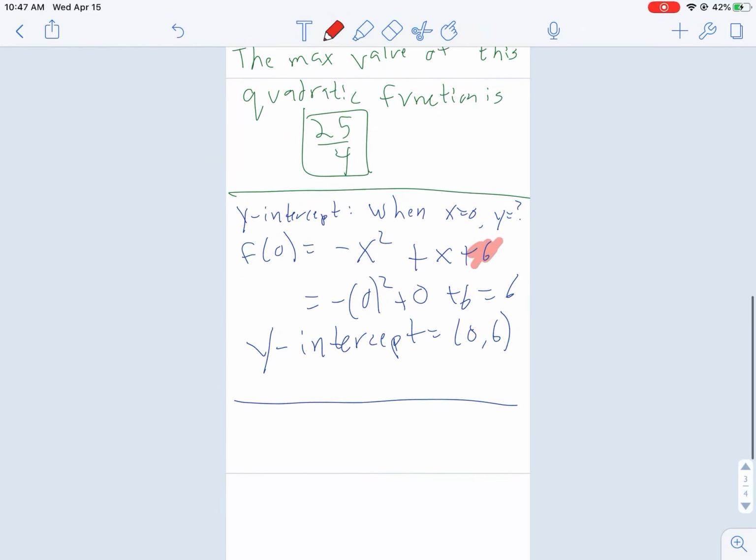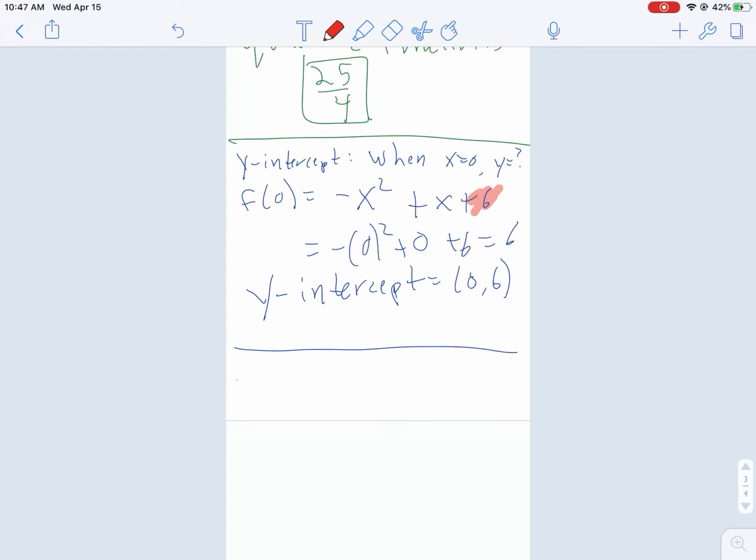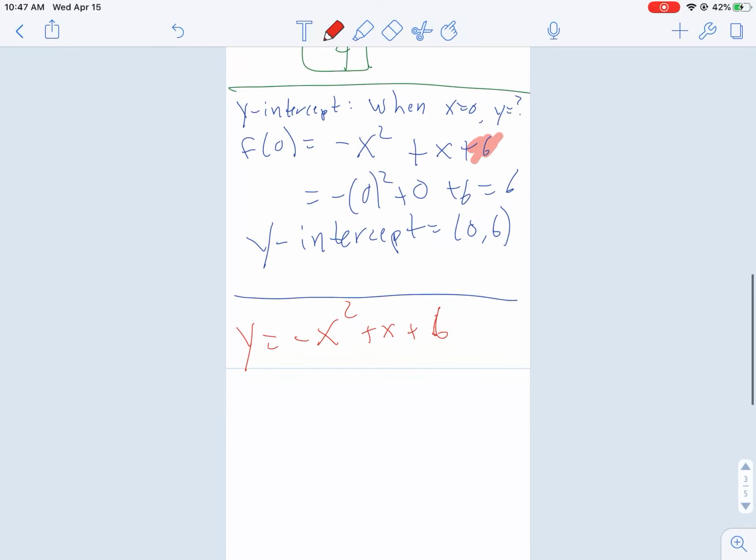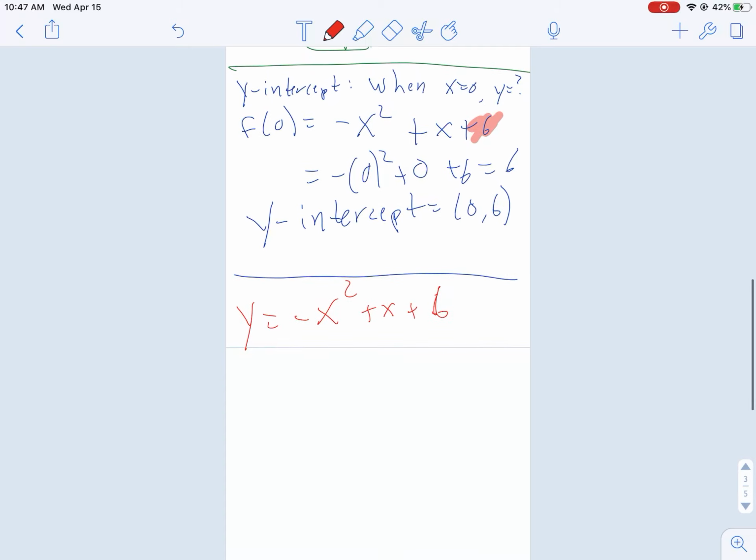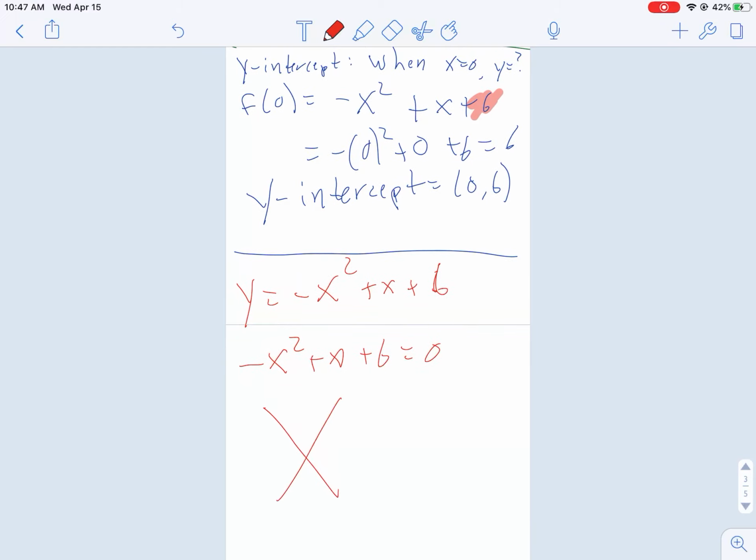Our x-intercepts are a little bit different. If we start off with y equals negative x squared plus x plus 6, we want to find our x-intercepts. We can do this by factoring. We want to figure out when negative x squared plus x plus 6 equals 0. We're going to do this by factoring using the x method. Up top, we're going to have negative 6, because we have this negative sign. Don't forget about that. On bottom, we're going to have 1. So what two numbers multiply to get negative 6 and add to get positive 1?